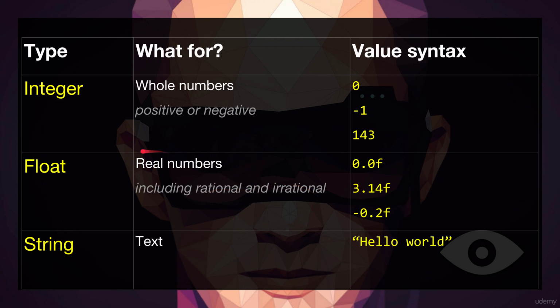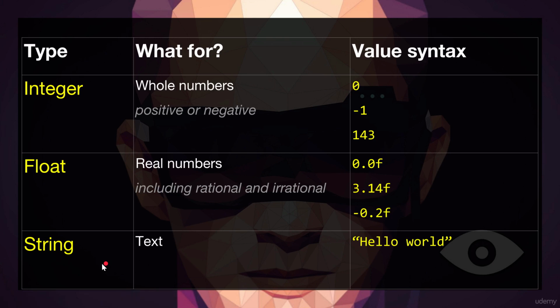Don't worry if you don't understand these mathematical terms, basically anything with a decimal point. And you can see that in the value syntax, there is this special little f at the end as well to denote that it's a floating point, but otherwise it's just a number with a decimal point, and again it can have a negative sign in front of it. Then finally we have the string, which I told you about in the last lecture.